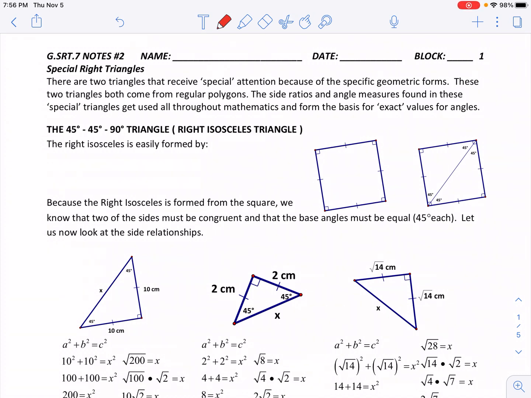All right, so we're going to be looking at special right triangles here. Specifically, we're talking about a 45, 45, 90 degree triangle. In other words, two of the angles are 45 degrees, and then we have a right angle. Then the other one we're going to look at is a 30, 60, 90 degree triangle. And in other words, it also has a right angle. Now, in this case, we're talking about the right isosceles triangle.